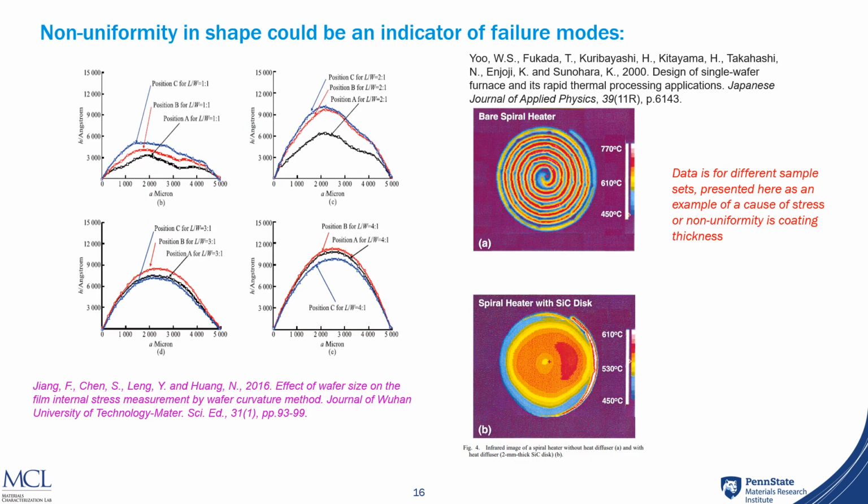But for the further examples of this, and including another way that you can sometimes tell when there's been failure, is imagine you have a very concentric wafer.